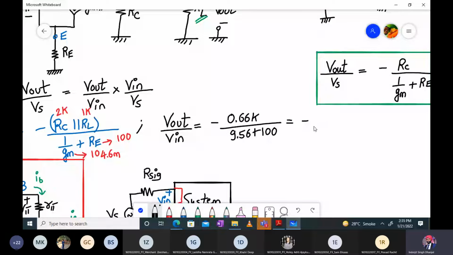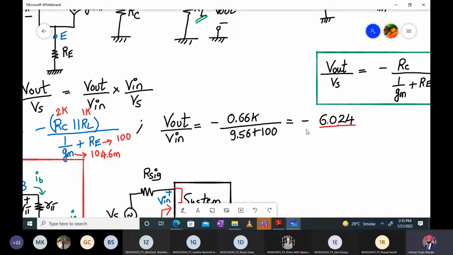How much is this? Can anyone let me know? Is it 6.078? One of you do this in the calculator. So 6.024. It is 0.66 divided by 9.56 plus 100. Yeah, it is minus 6.024. Fine. So that's the value of Vout upon Vin.